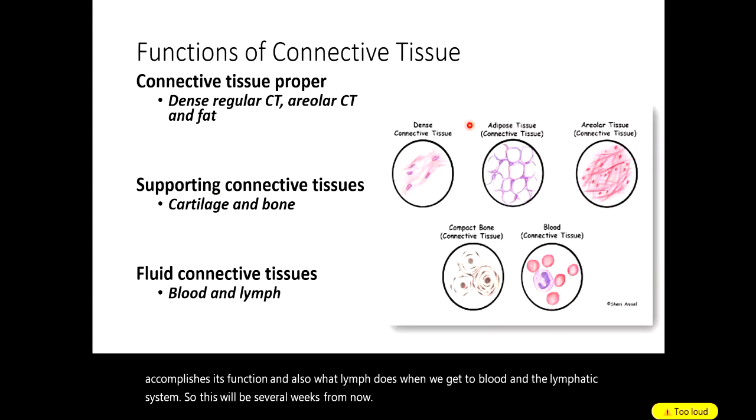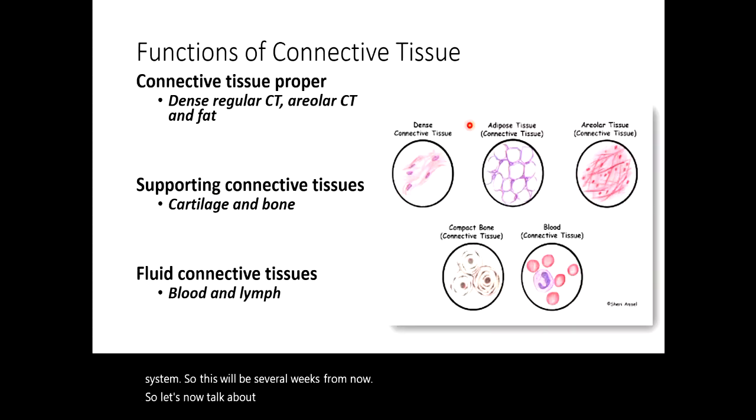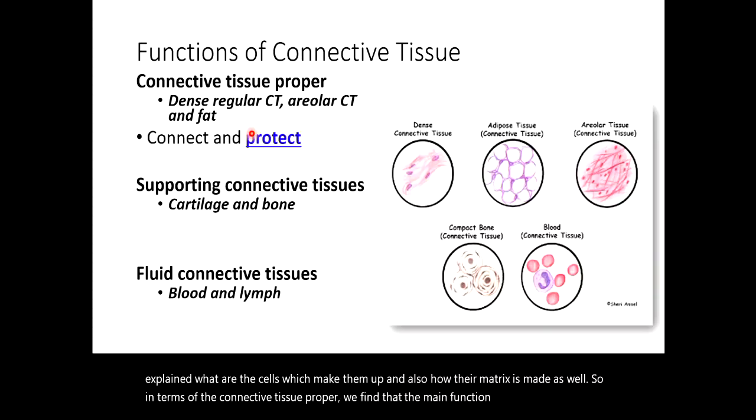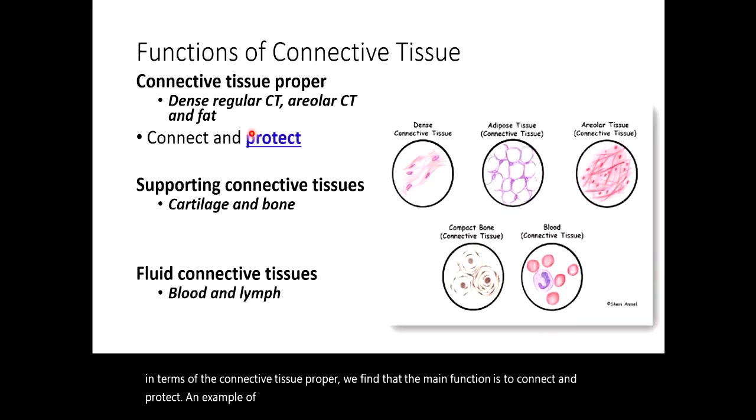So let's now talk about the functions of the different types of connective tissue, now that I've explained what are the cells which make them up and also how their matrix is made as well. In terms of the connective tissue proper, we find that the main function is to connect and protect. An example of connections would be what dense regular connective tissue does. So dense regular connective tissue, an example of that is tendons.